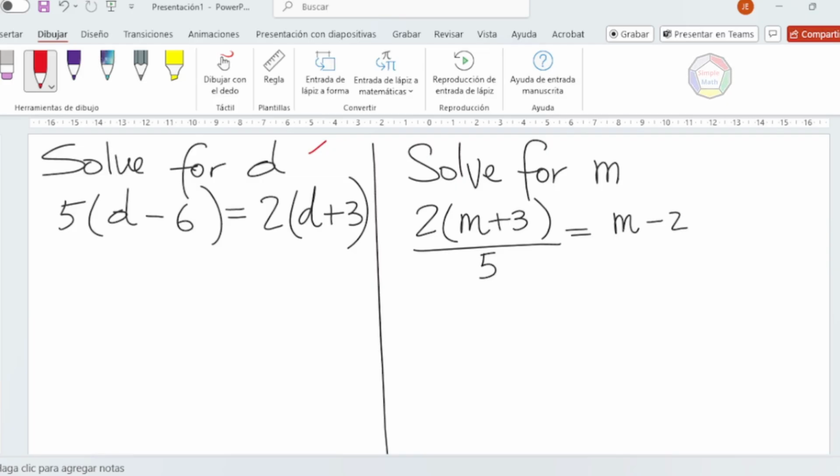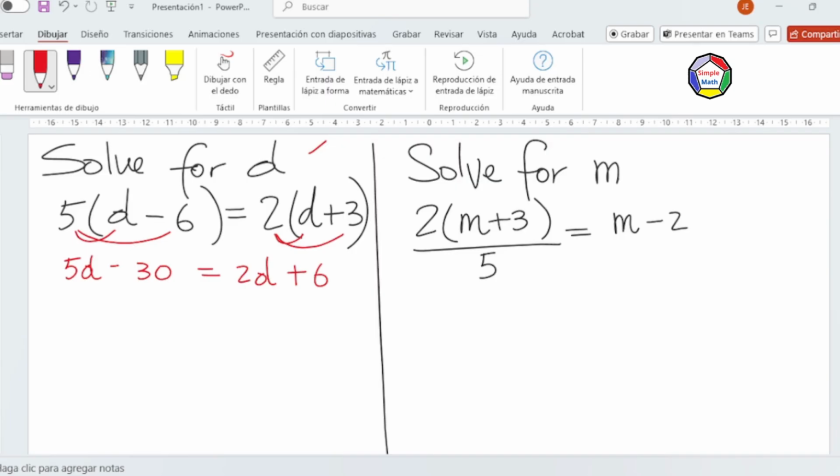Solve 4D. As I told you in the previous videos, the first thing to do is to break the parentheses. I will use the distributive property. 5 times D is 5D, and then I will multiply 5 times minus 6. Positive times negative is negative, so it's minus 30, must be equal to 2 times D is 2D, and 2 times positive 3 is 6 positive. Yes, positive times positive gives me positive.